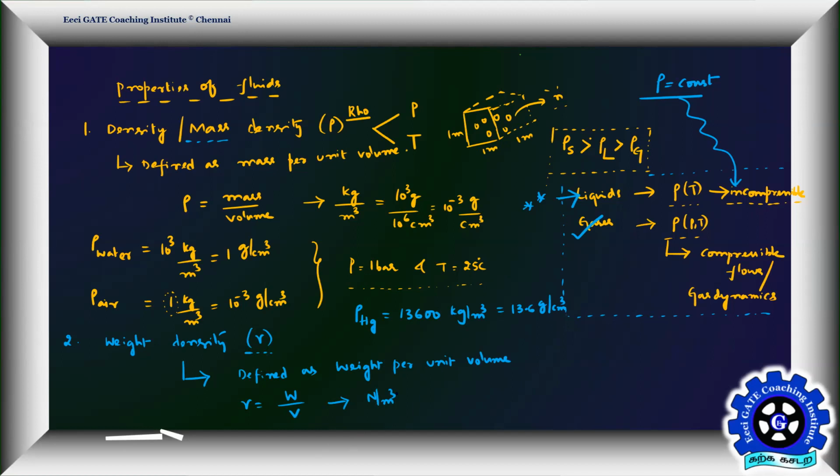You can convert into CGS. How to convert Newton into CGS? Anybody? Dyne, right? 1 Newton is 10 power 5 dynes. This kind of basic thing you should know. 10 power 5 dynes divided by 1 meter cube, which is 10 power 6 centimeter cube. It is equal to 10 power minus 1 dyne per centimeter cube. This is a conversion.